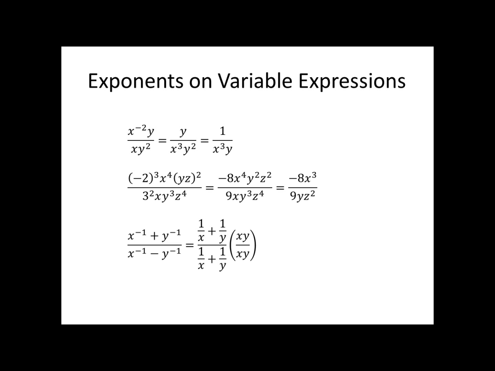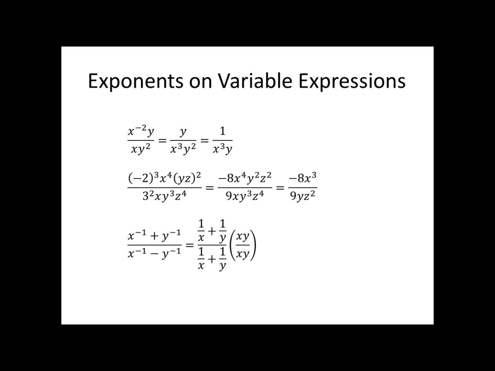So I'm going to change it. Instead of x to the negative 1, I'm going to make it a little fraction: 1 over x plus 1 over y. And I'm going to do the same thing on the bottom. Now, in order to make it nice, what I'm going to do is multiply by xy top and bottom.